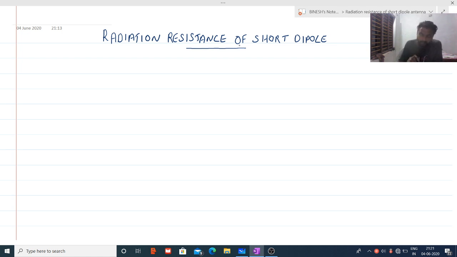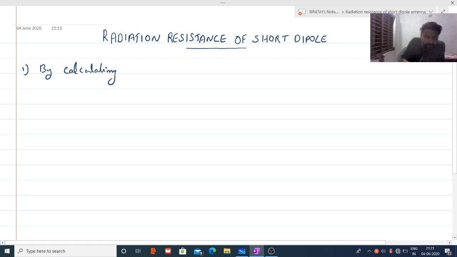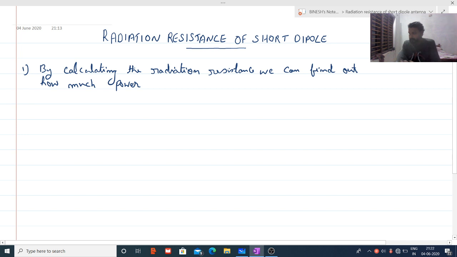In general, the first point is that by calculating the radiation resistance, we can find out how much power is radiated from the antenna.